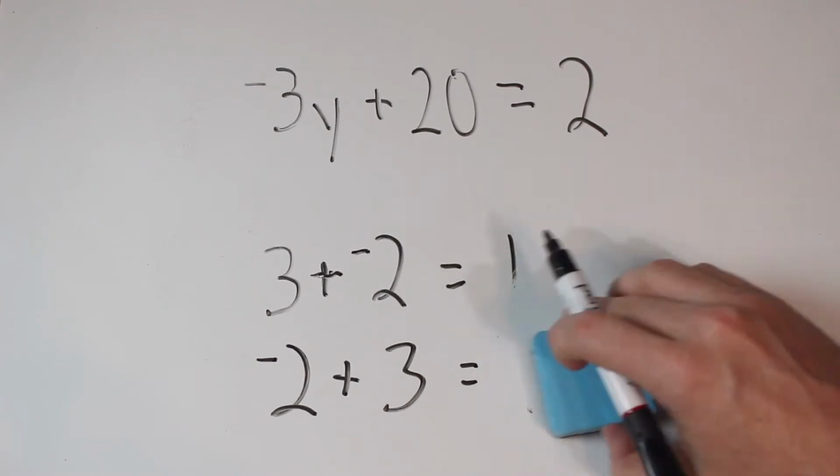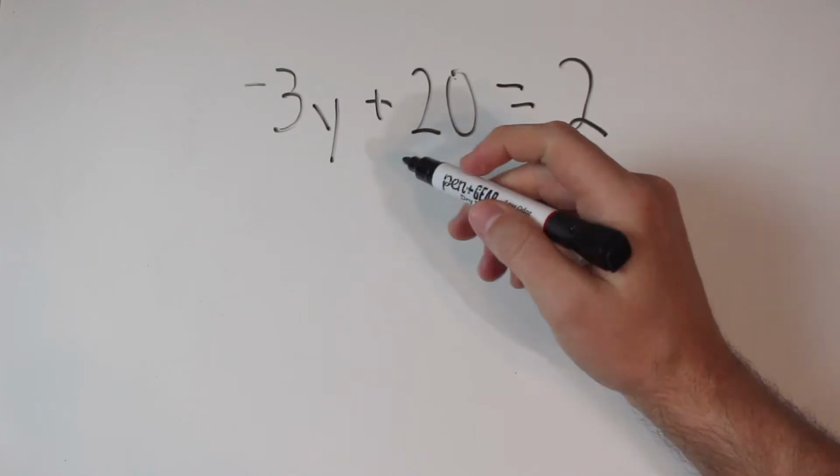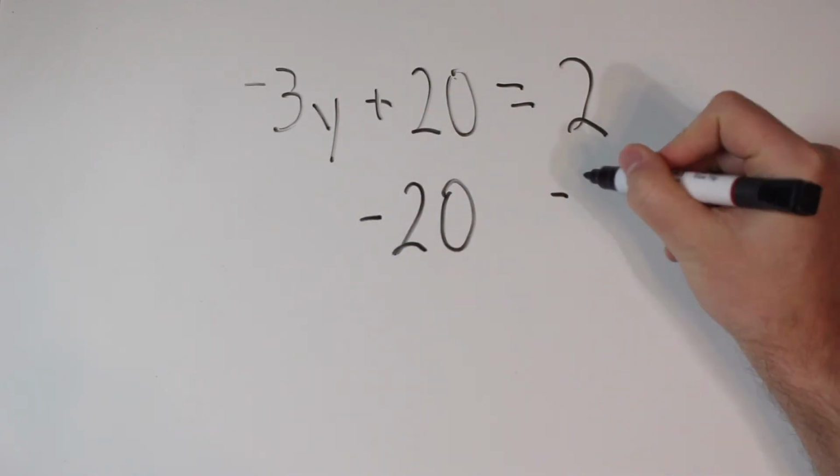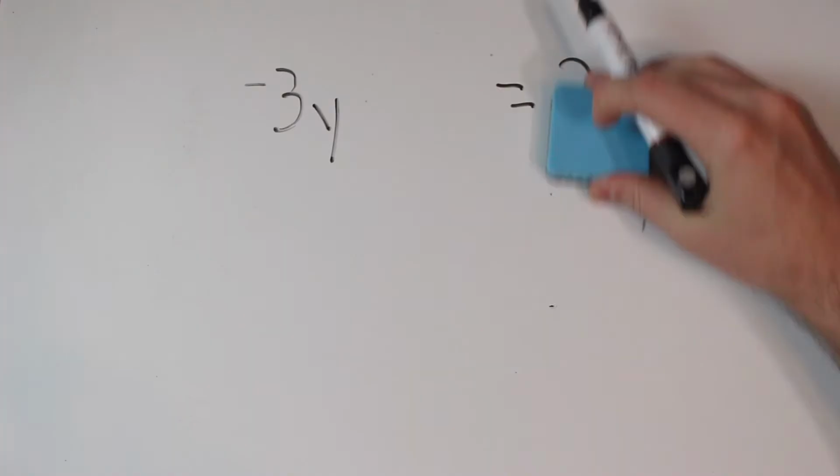Okay, back to the problem. Negative 3y plus 20 equals 2. Undo the addition operation by subtracting 20 from both sides. The 20s cancel, and 2 minus 20 is negative 18.